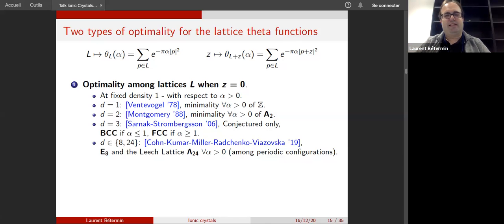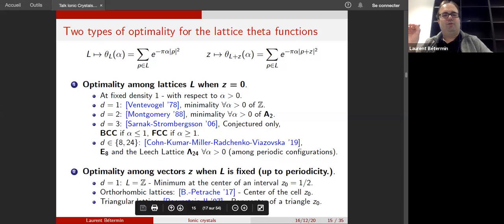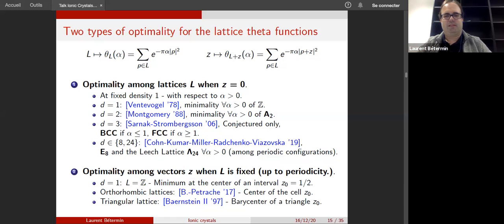And for the second part, there are fewer results. Now you fix the lattice and you play with z. For d equal to 1, it's easy to show that the center of the cell is the minimizer. If you fix L to be an orthorhombic lattice, then the center of the cell, defined for this Minkowski reduced basis, is also the unique minimizer. That's something we showed with Mircea Petrache 3 years ago. And in 1997, Bernstein showed that the barycenter of the primitive triangle is a minimizer of the theta function.